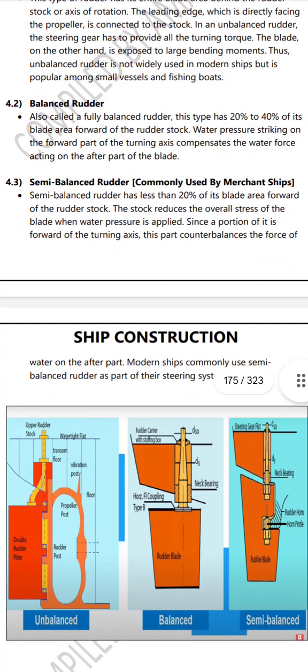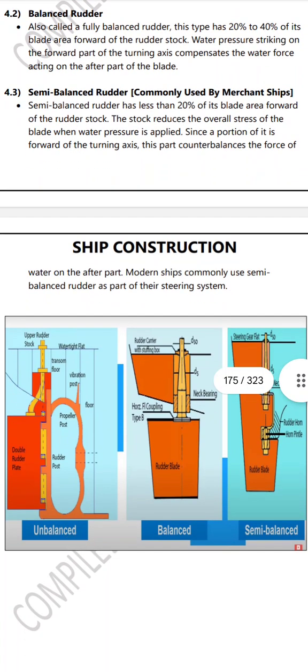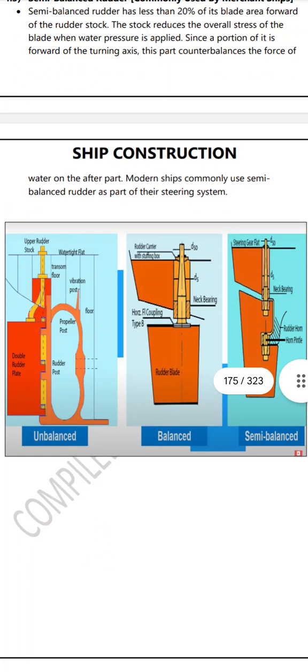In a balanced rudder, 20 to 40% of the water pressure is on the forward part. So basically the water pressure striking the forward part is not effective; the turning axis compensates the water force acting on the aft part. Semi-balanced is used on most ships because about 20% is forward, which reduces the overall stress of the blade when water pressure is applied. Since a portion is forward of the positioning axis, this part balances the force of the water on the aft. Modern ships commonly use semi-balanced.